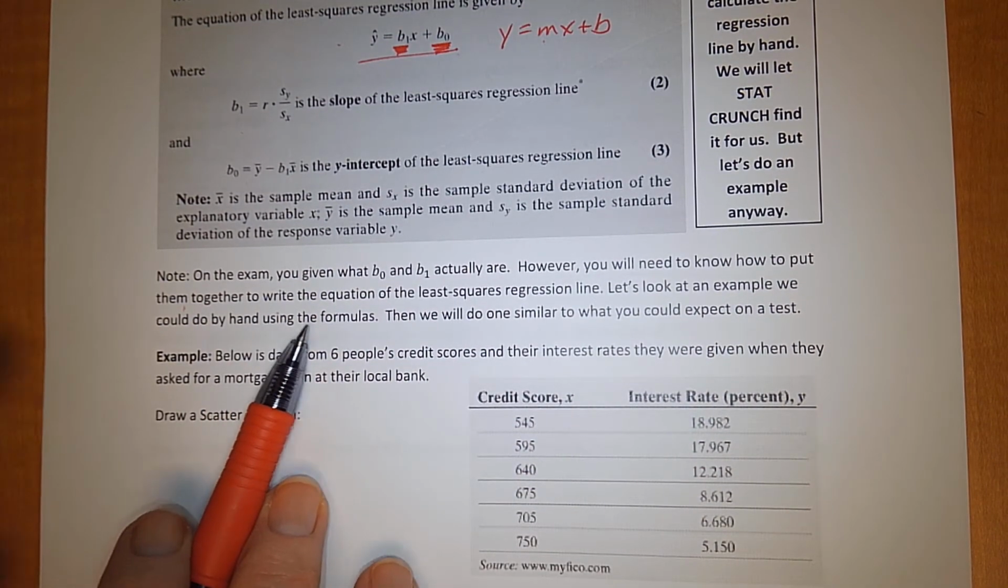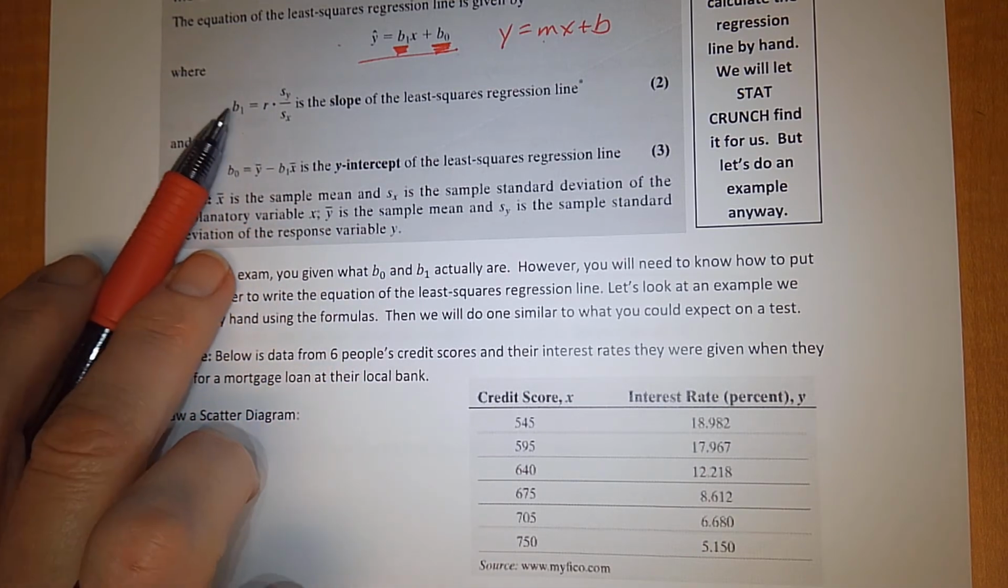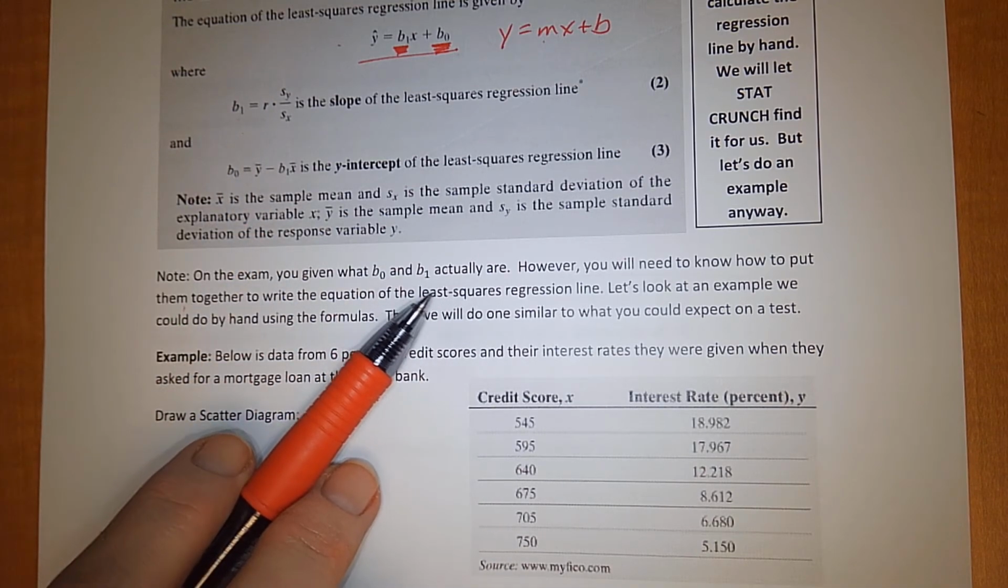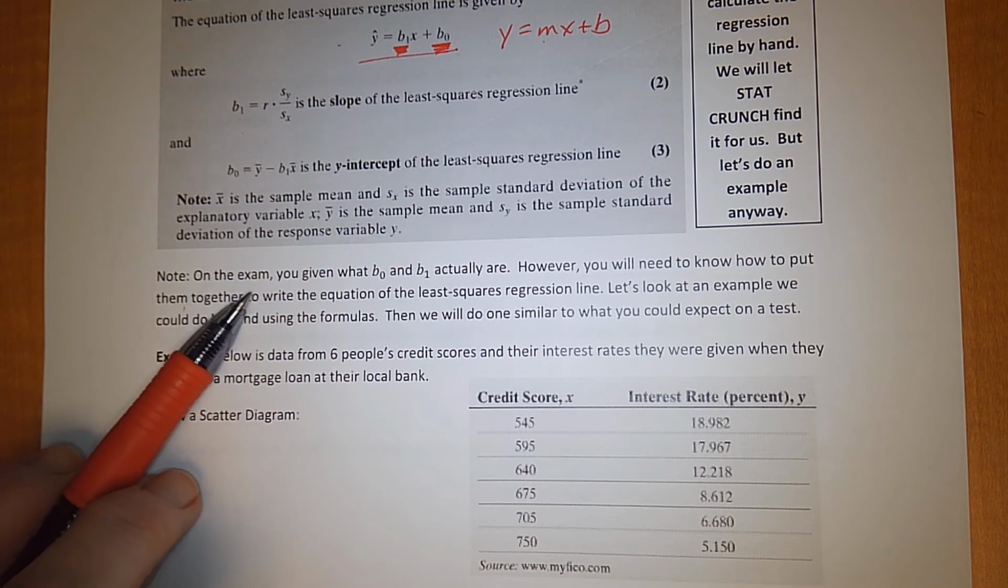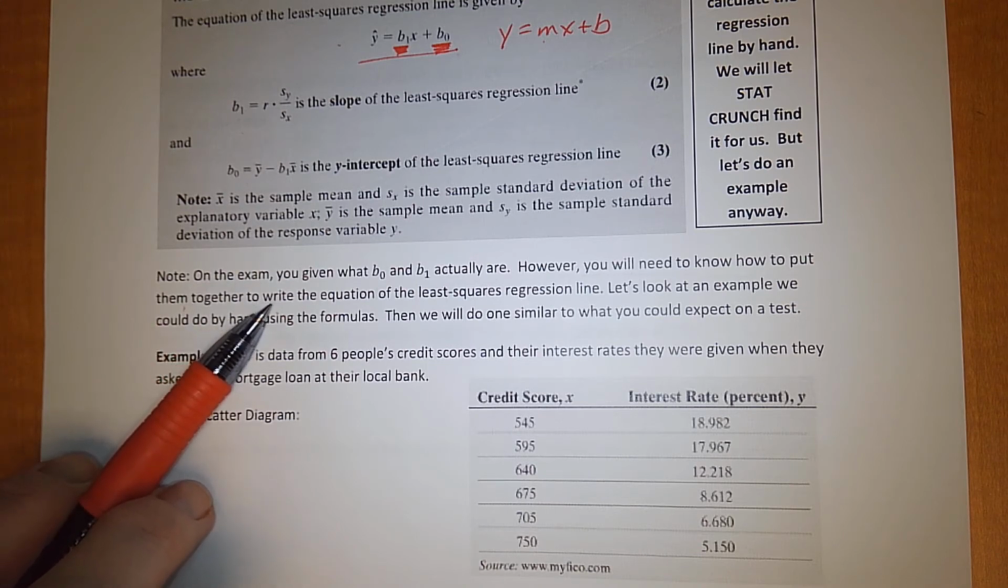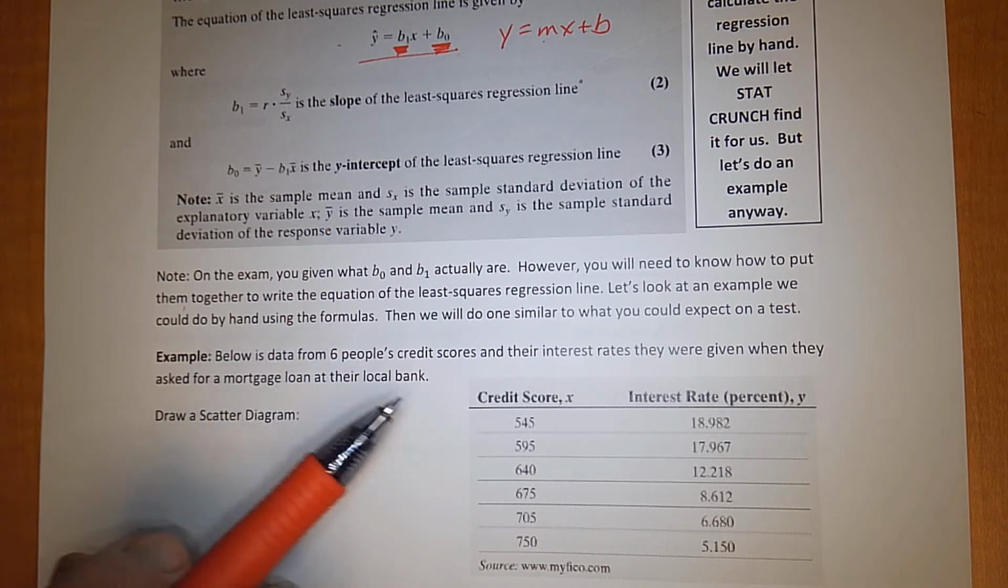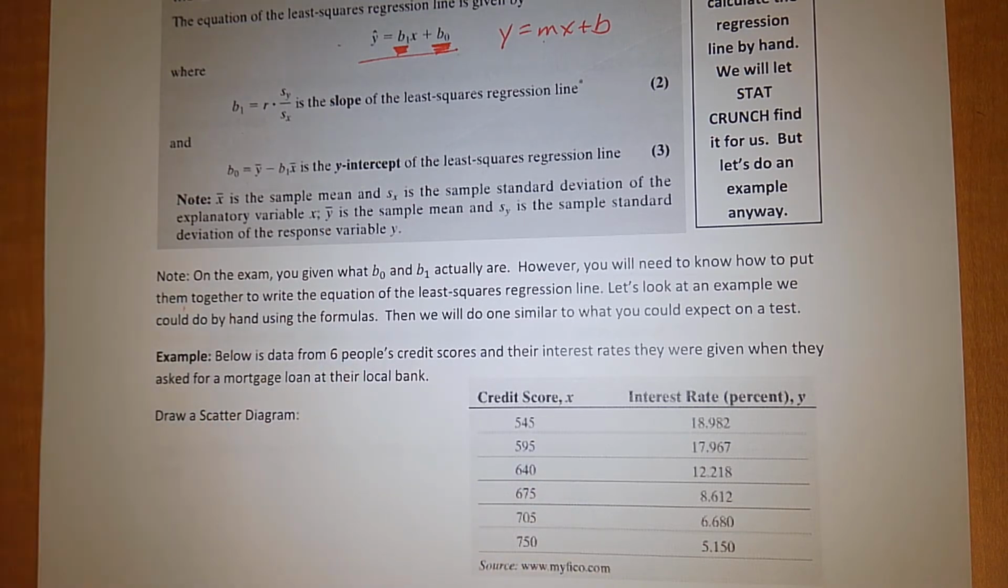On the exam, you're actually going to be given B0 and B1. However, even though you will need to know how to put them together to write the equation, let's look at an example of how we could actually do it using the formulas first. Then we'll do another one of what you could actually expect to see on an exam.